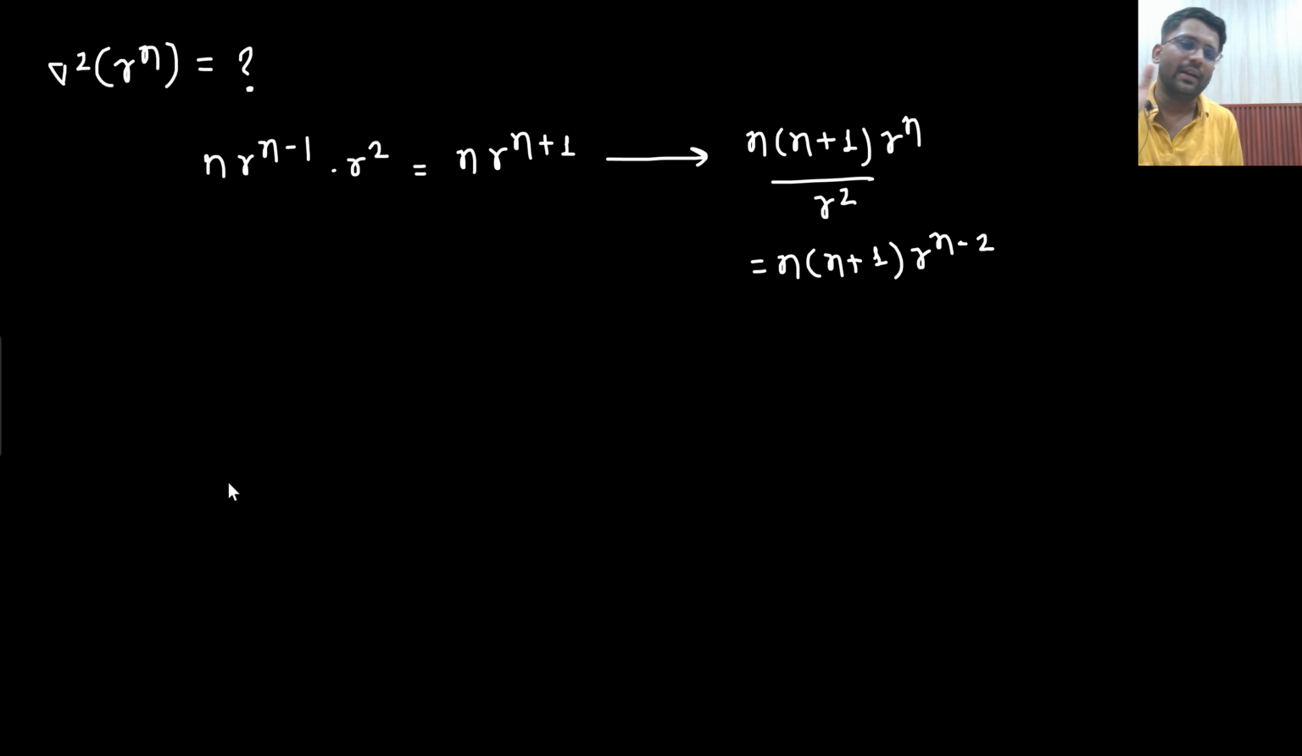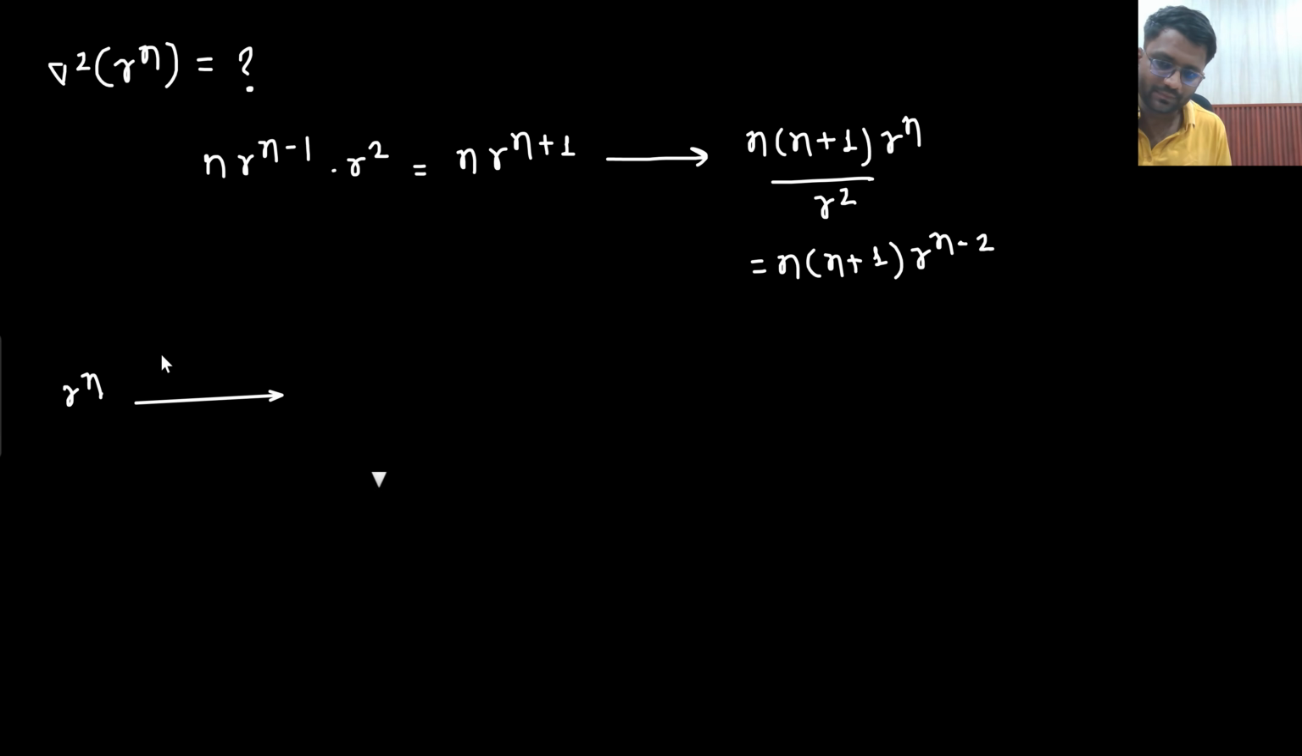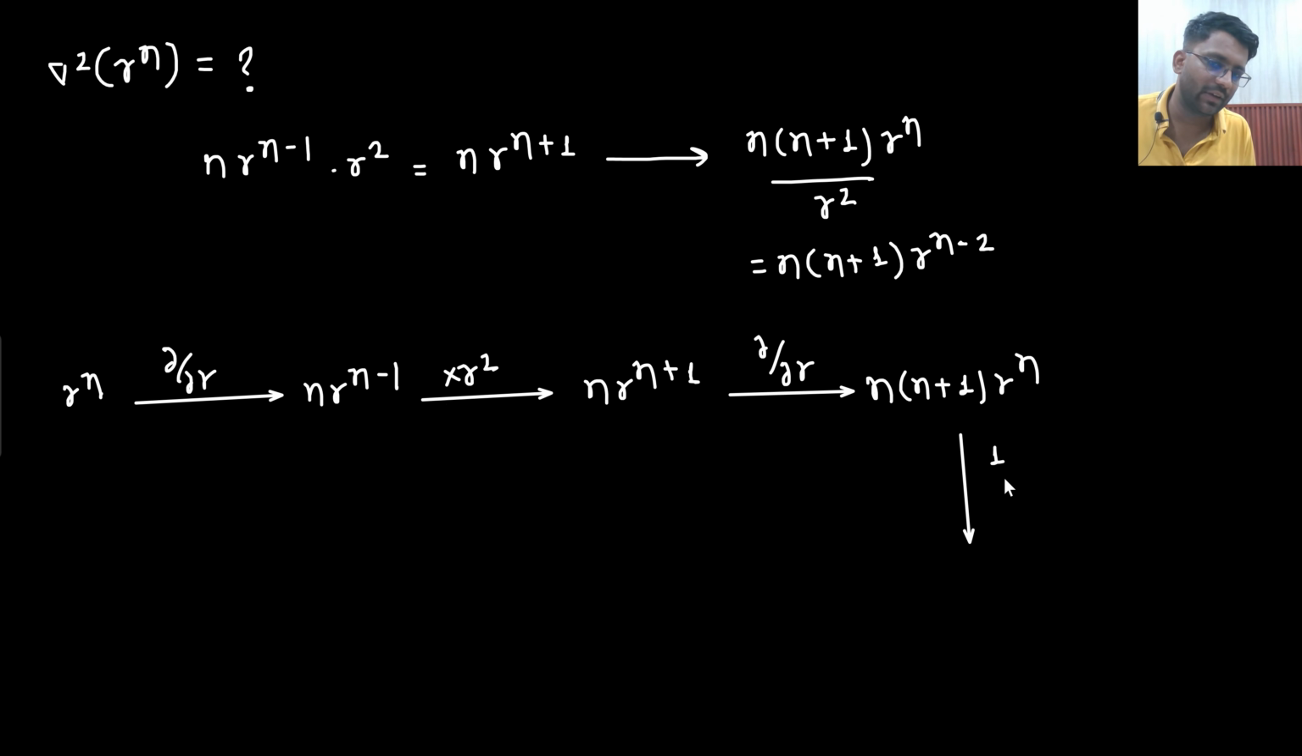There you go. Again, let me write down the process again. R to the power n was there. First, I will differentiate it. What I will get? n r to the power n minus 1. Then multiply with r square. n r to the power n plus 1. Then again differentiate it. n into n plus 1. Two times differentiation we are doing. And then divide by r square. So here it was multiplied with r square, then again differentiated, two times differentiation, one time multiplying with r square, another time dividing with r square. So what is the final answer? n into n plus 1 divided by r square means r to the power n minus 2.